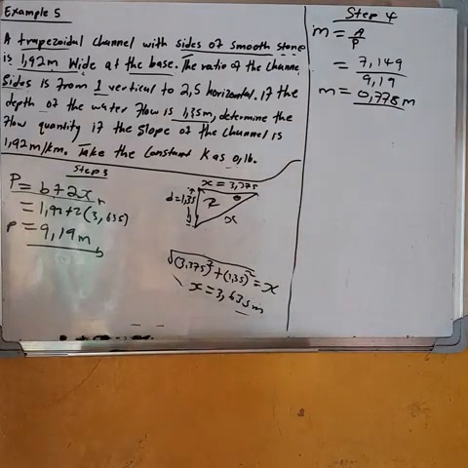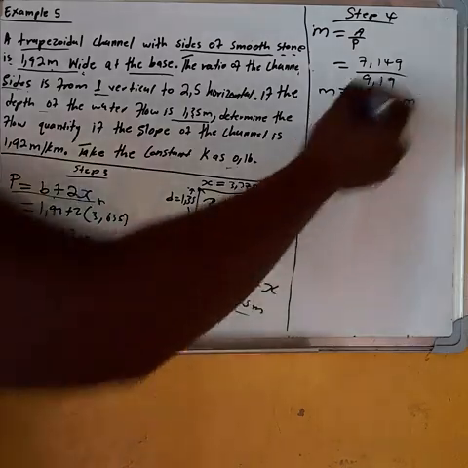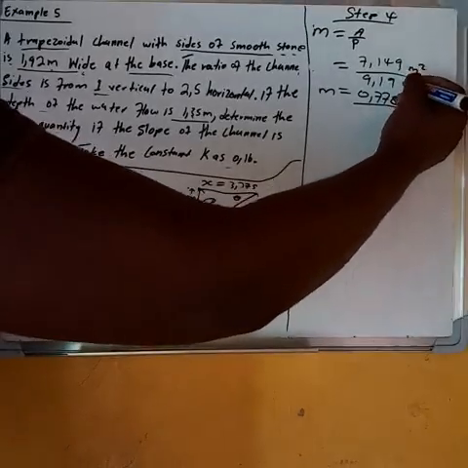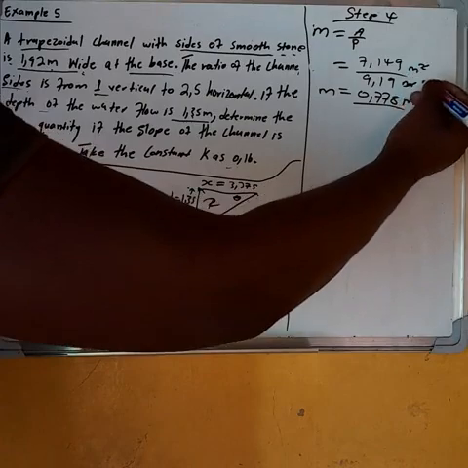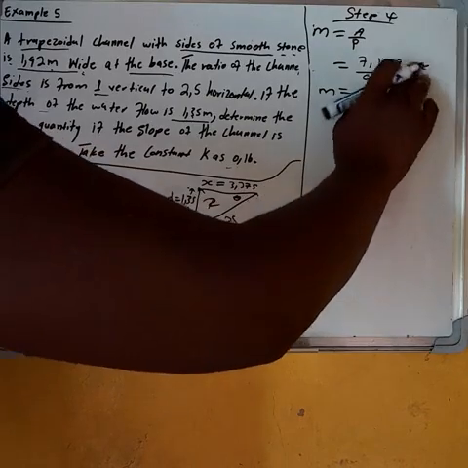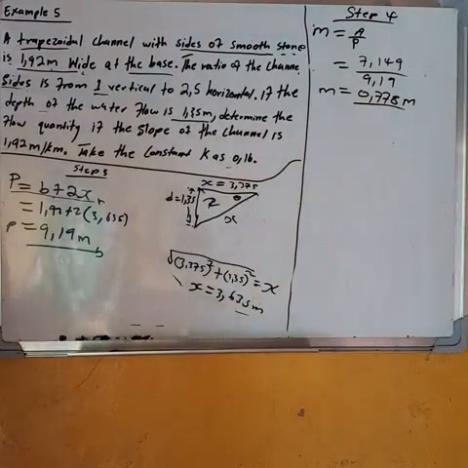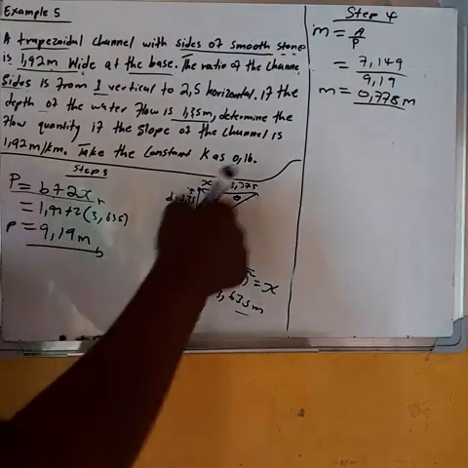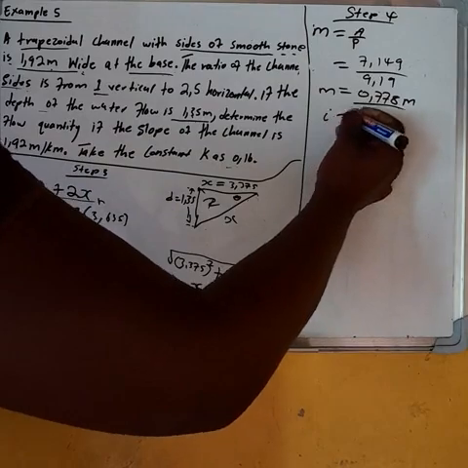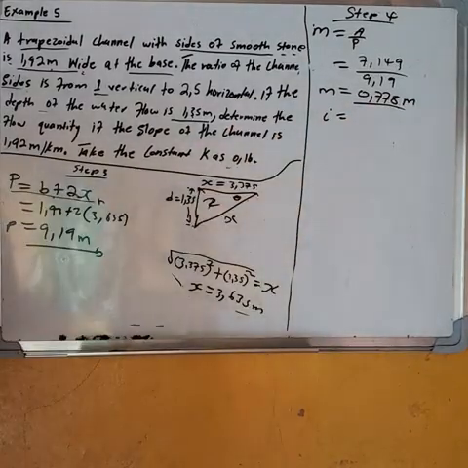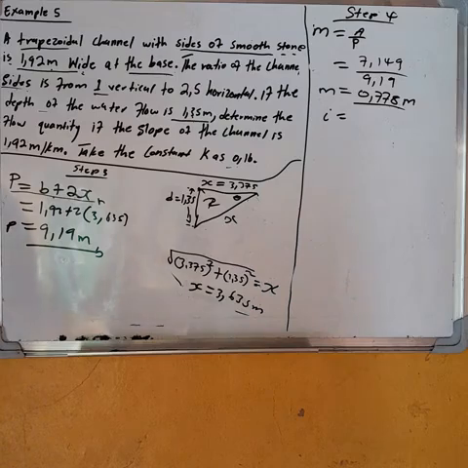Why is it meter? Here is meter squared, here is meter. You cancel one, you are left with meter. When you apply your math there, then let's do the gradient. Let's check the gradient. How can we find the gradient?